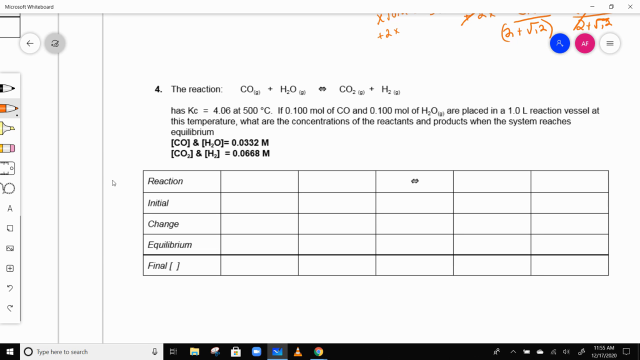Okay, number 4 here, the reaction CO plus H2O gives CO2 and H2. The initial concentrations: 0.1 moles of CO and H2O, so it's 0.1, 0.1. It's in 1 liter, so we don't need to divide it. And then we know that the products are 0 to start out with, so it's going to shift to the product side. So this is going to be minus x, minus x, plus x, plus x. So the equilibrium concentration is 0.1 minus x, 0.1 minus x, and x and x.